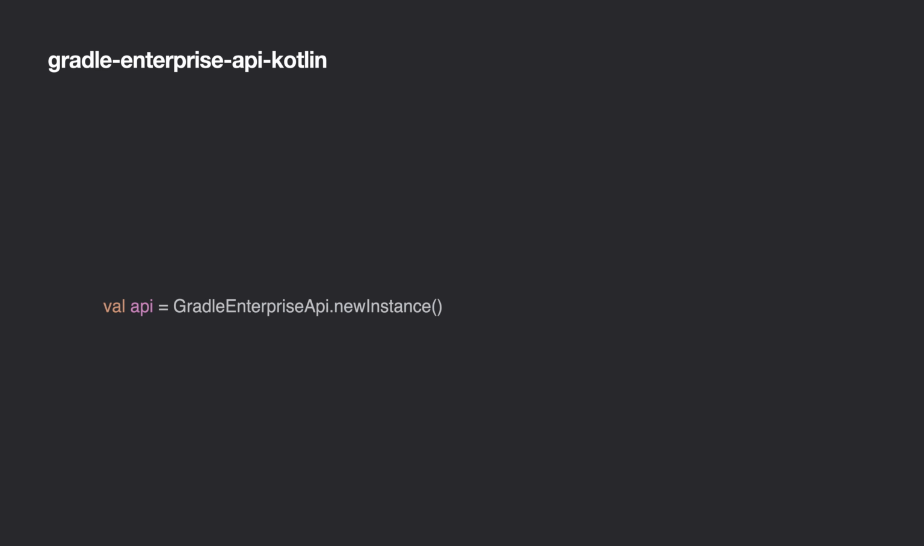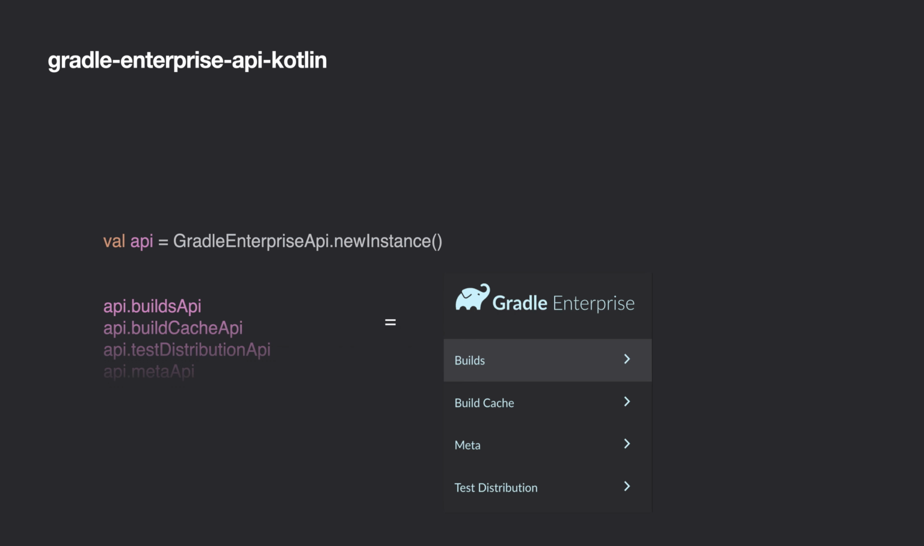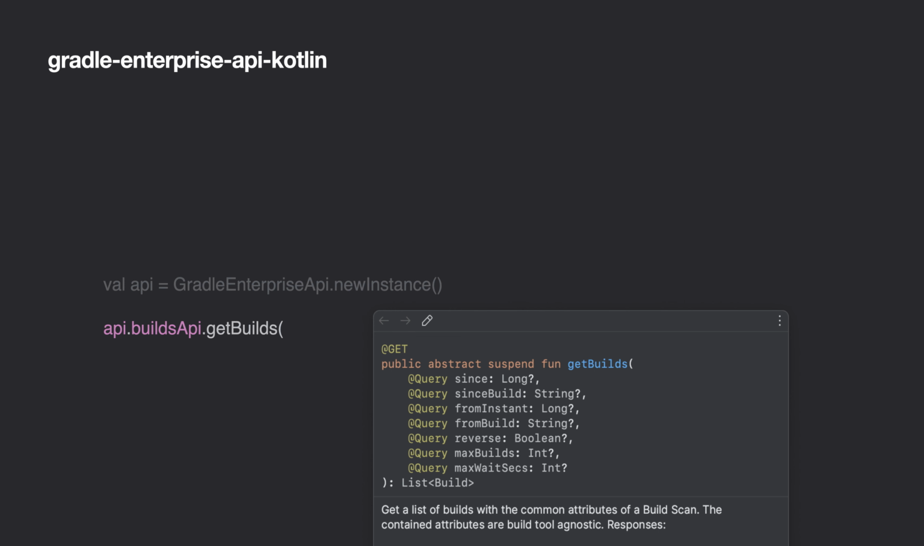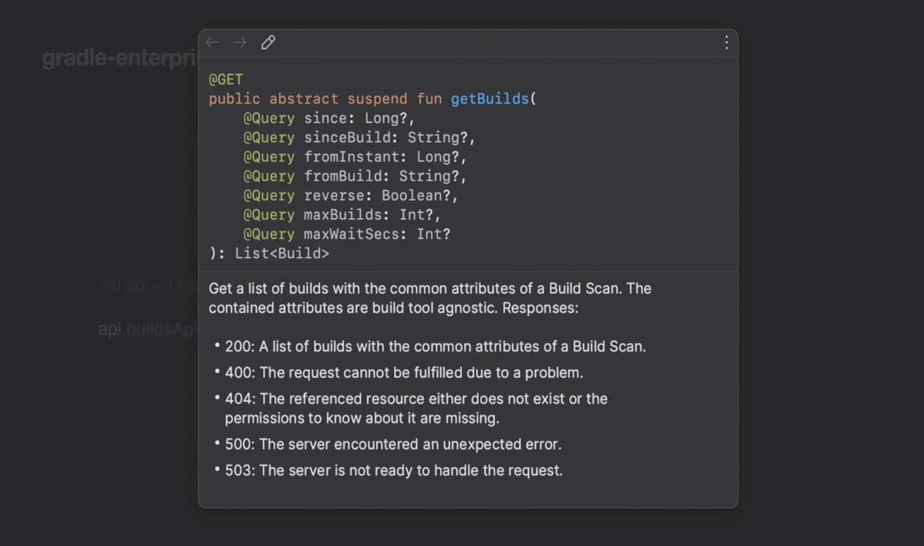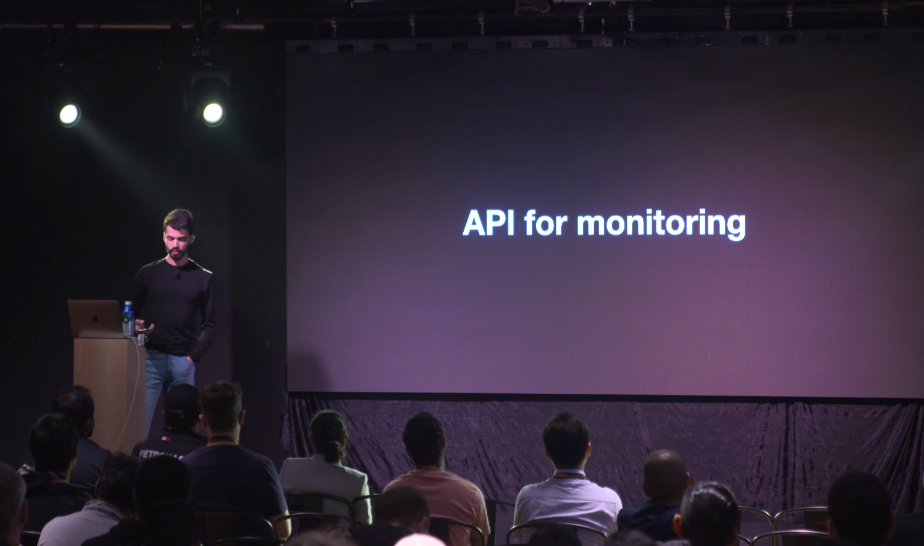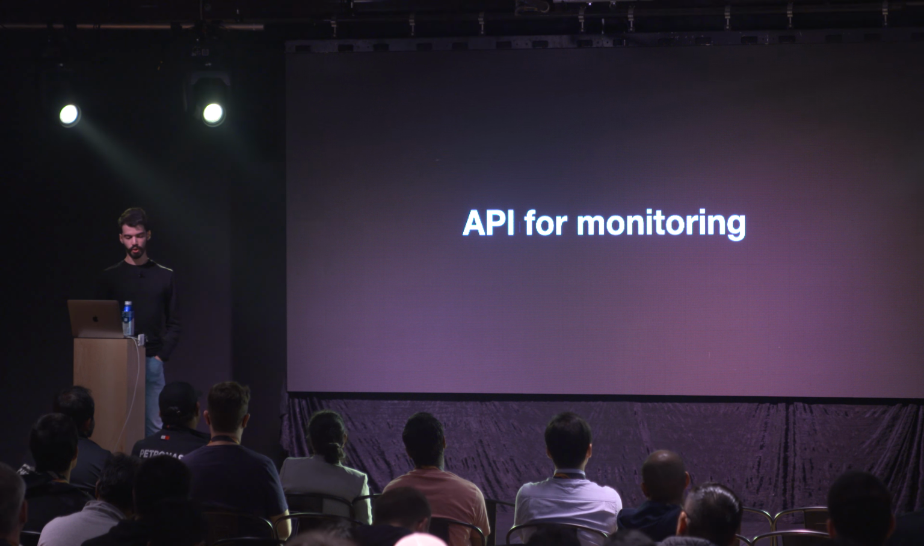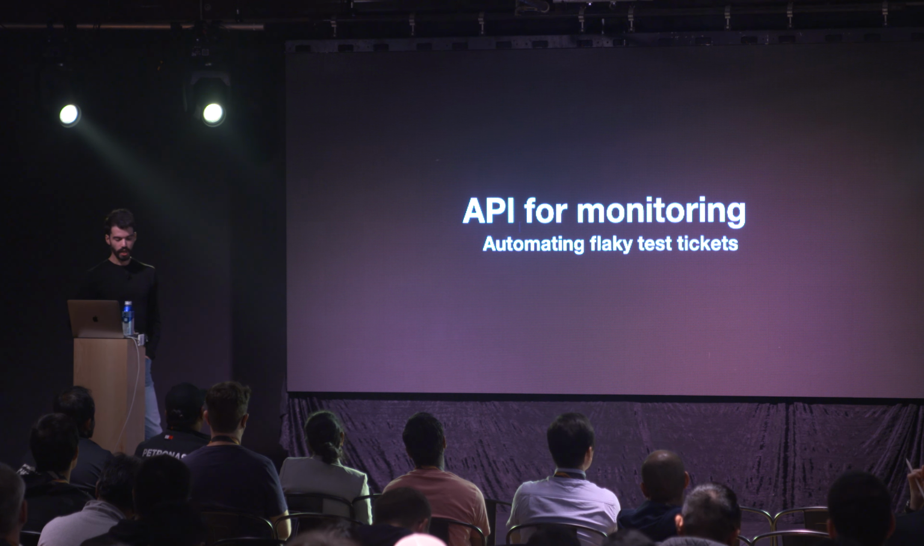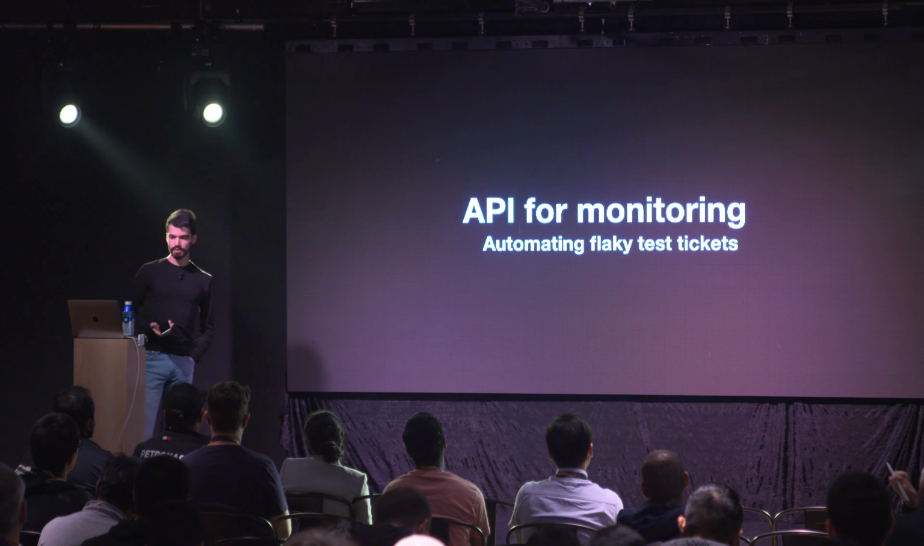So you first instantiate a client, very simple, and it has the APIs organized just like in Gradle's online docs. And again, this is generated, so it has even the Javadoc, exactly the same as the online API manual. So you get autocomplete and everything. And the first example that I want to show with this is for monitoring. How to automate flaky test tickets.